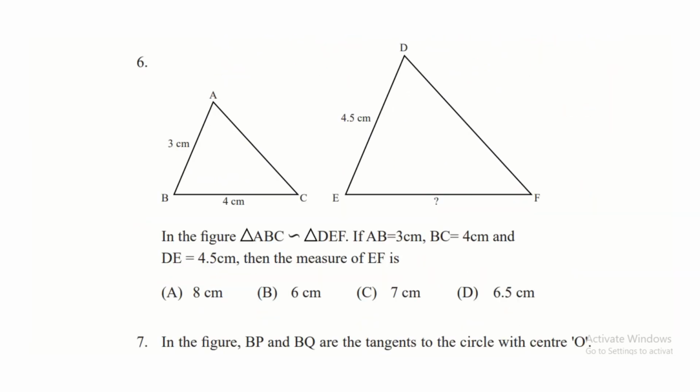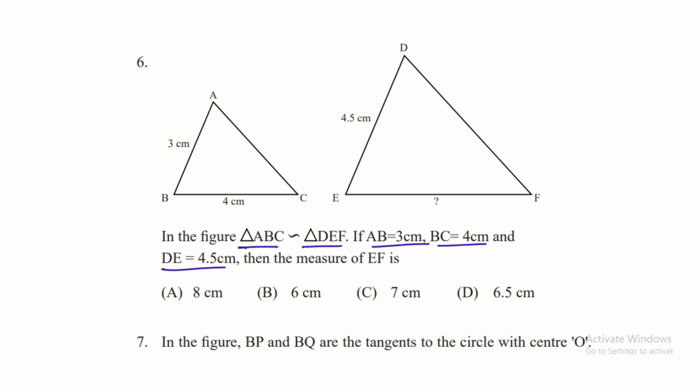So here let us apply the similar triangles concept. In the figure, triangle ABC is similar to triangle DEF. If AB equals 3 cm, BC equals 4 cm and DE equals 4.5, then the measure of EF is dash. To find the measure of EF, we know that when two triangles are similar, their corresponding sides are proportional.